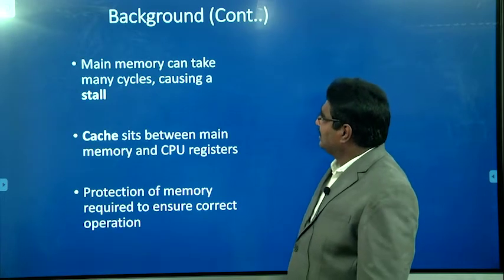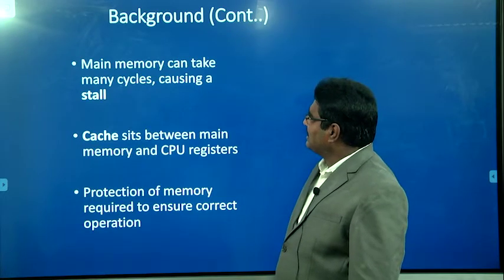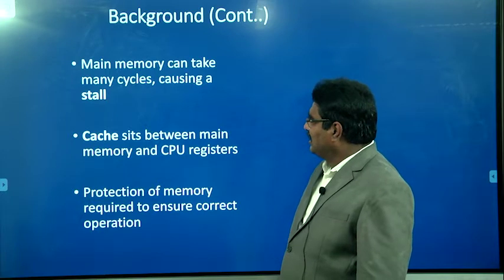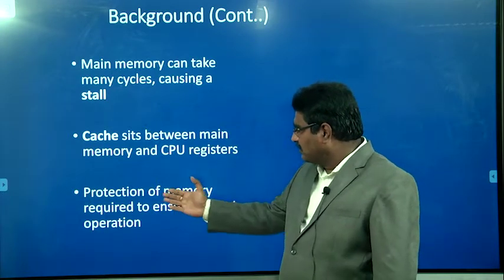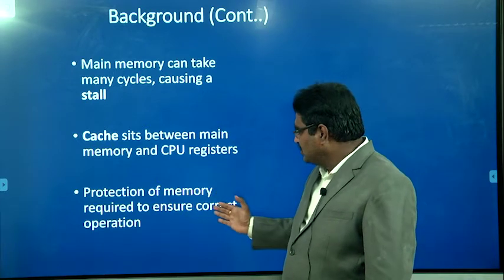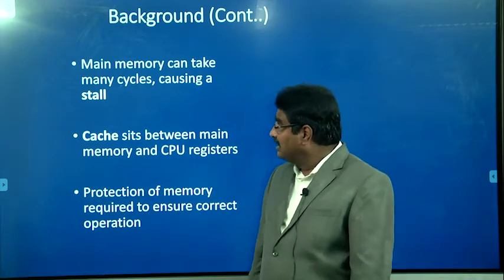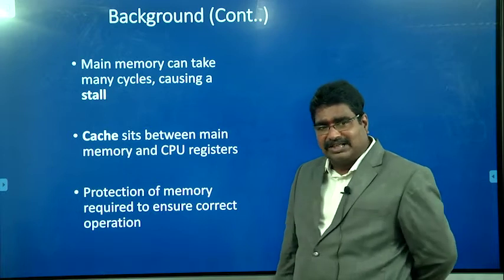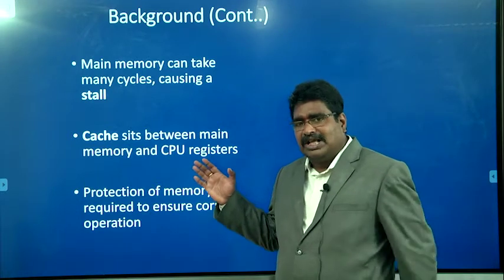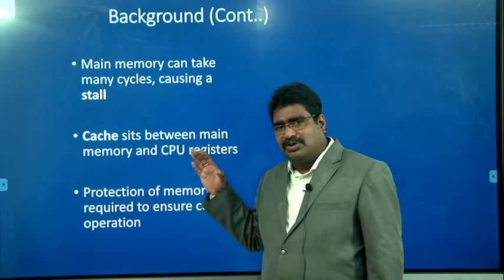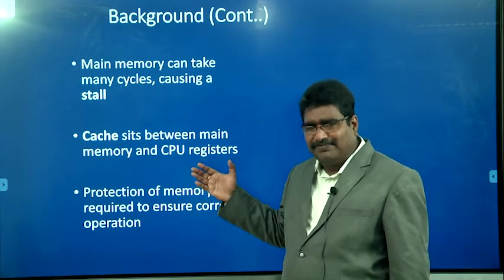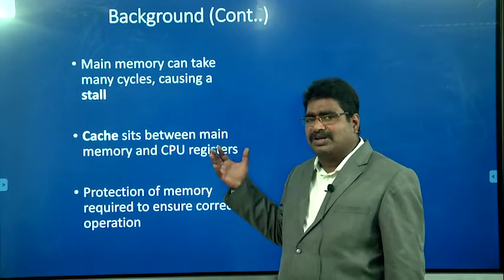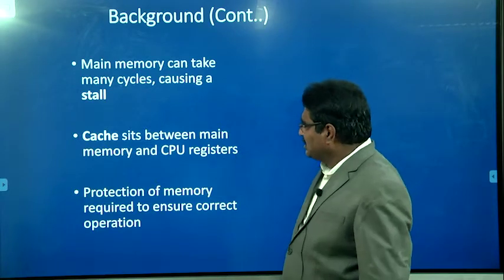Another point is that the main memory can take many cycles, causing a stall, and the cache sits between the main memory and the CPU registers. Protection of the memory is required to ensure correct operation. So what is memory management? These requirements we already discussed. The fastest accessible one is the registers, the next fastest is the cache memory, and the next fastest is the main memory.